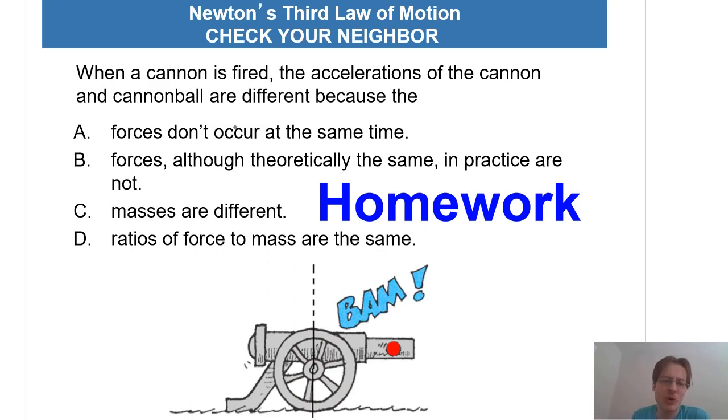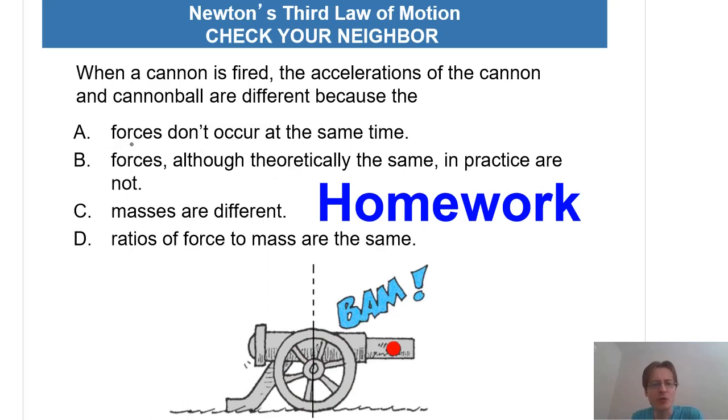Okay, so an actual cannon will recoil. And when a cannon is fired, in fact, the accelerations of the cannon and cannonball are different. Why is it that if the forces are the same, apparently the accelerations are not? The cannonball goes flying out with a large acceleration. The cannon itself does have some acceleration backwards, but it's not as big.